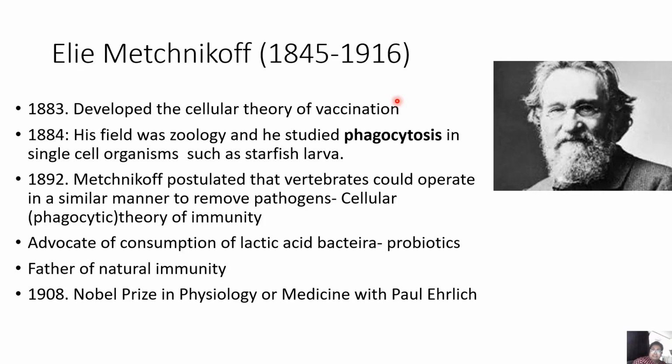Mechnikov basically developed the cellular theory of immunity. His field was zoology again, and he studied phagocytosis in single cell organisms such as starfish larvae. So Mechnikov postulated that vertebrates could operate in a similar manner to remove pathogens, the cellular phagocytic theory of immunity. He's called the father of natural immunity, and he also got the Nobel Prize along with Paul Ehrlich.